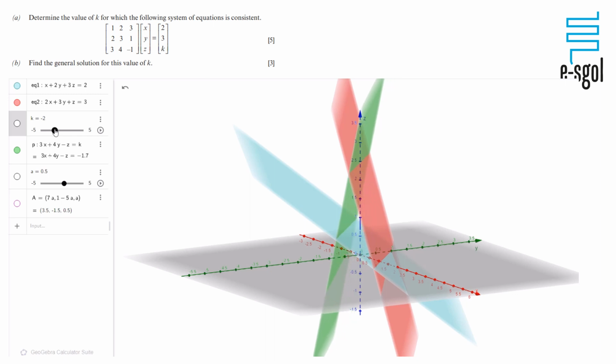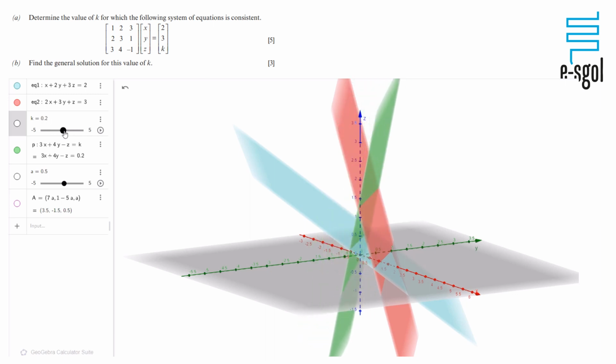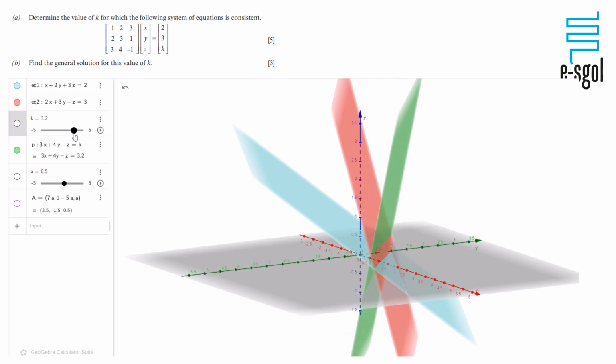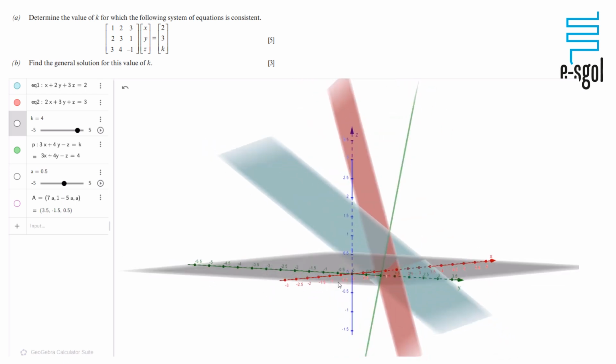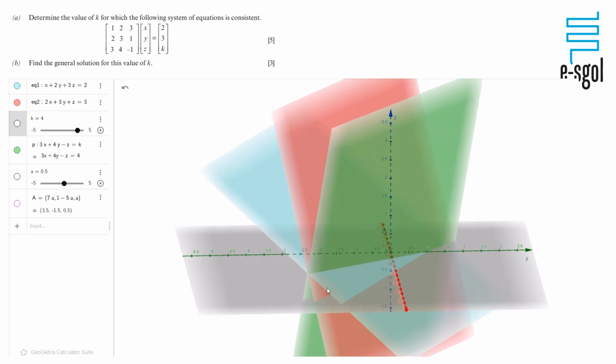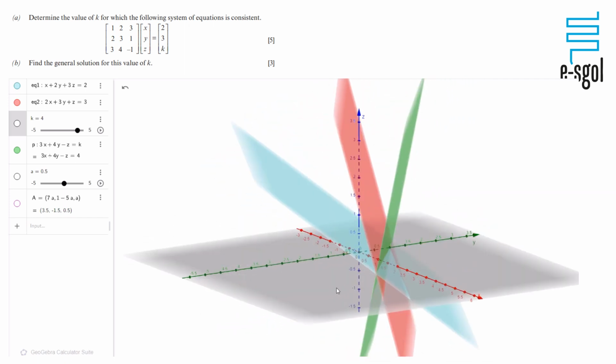If I put it like that, you probably see it a little bit easier. You see the green plane is just moving backwards and forwards. And the idea is, I think, that to get consistency, that green plane needs to hit the red and the blue plane in the same place. So we've got a k value of 4. And there you can see all the 3 planes are meeting, creating this kind of sheaf pattern. They're all meeting at that point. So that's the situation with the k value.